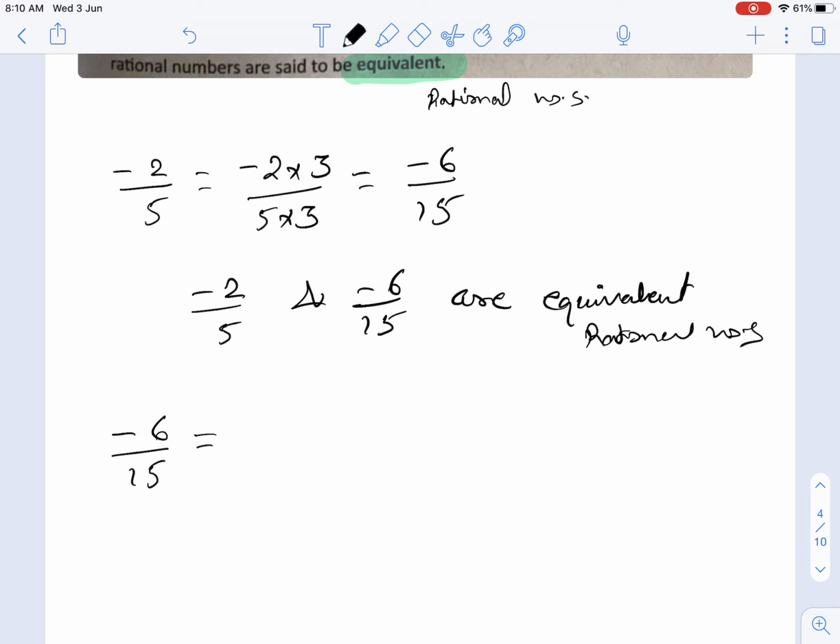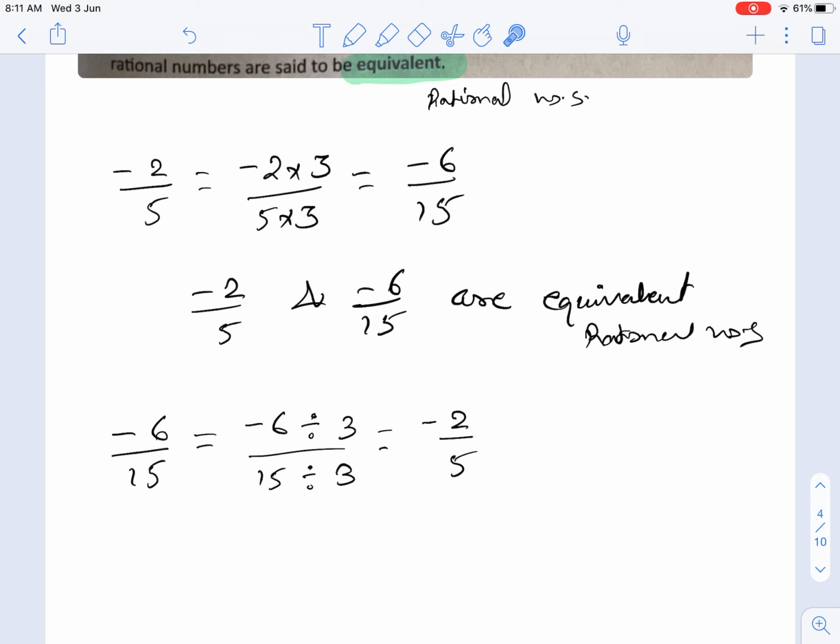So what can we do? We can divide each one of them by 3. When 6 is divided by 3, we get 2. When 15 is divided by 3, we get 5. The negative sign stays as it is over here. Now it can be seen that these two numbers are again the same. Since their lowest forms are the same, we say that these numbers are equivalent. So you must have understood that for numbers to be equivalent, their lowest forms must be the same, then we can say that the given two numbers are equivalent rational numbers.